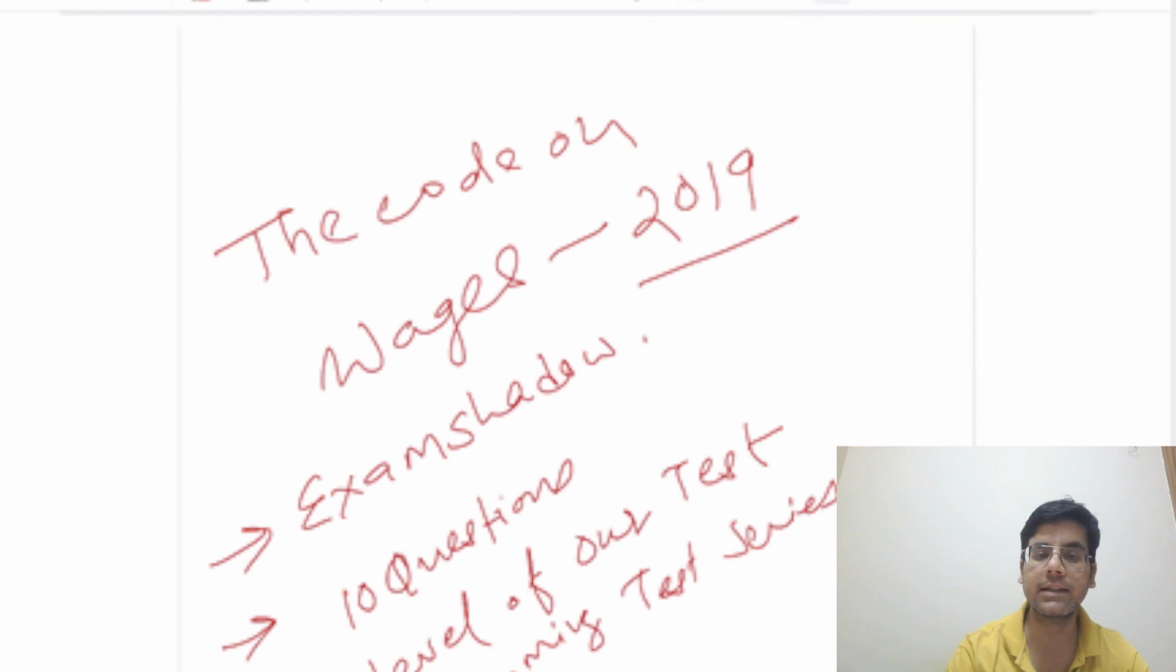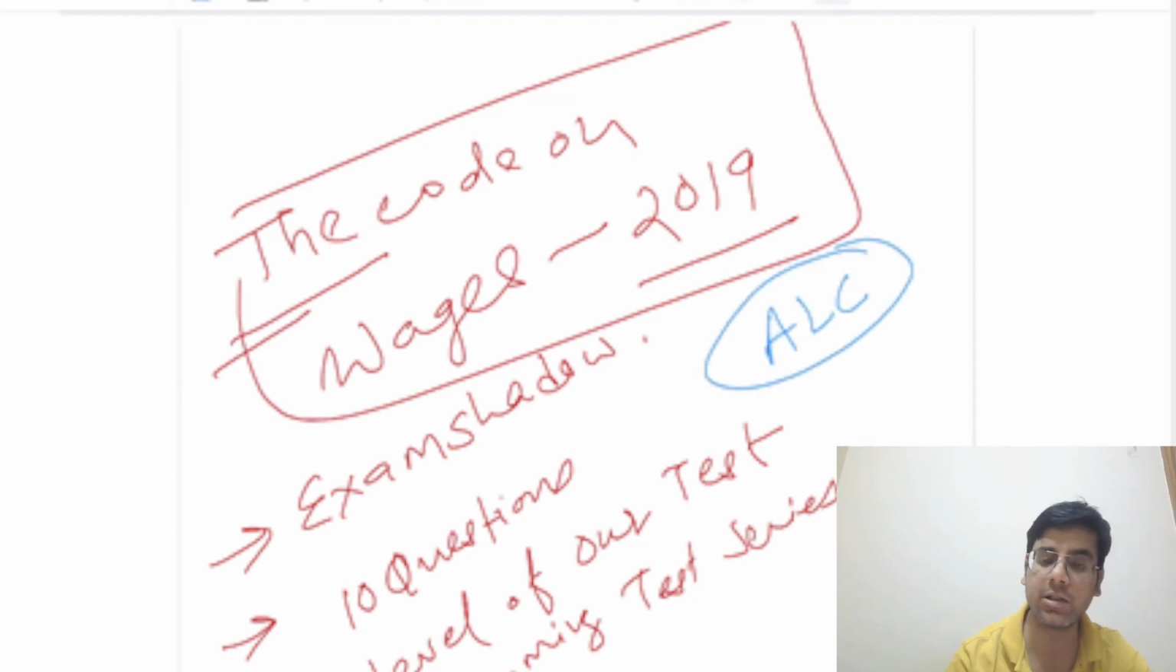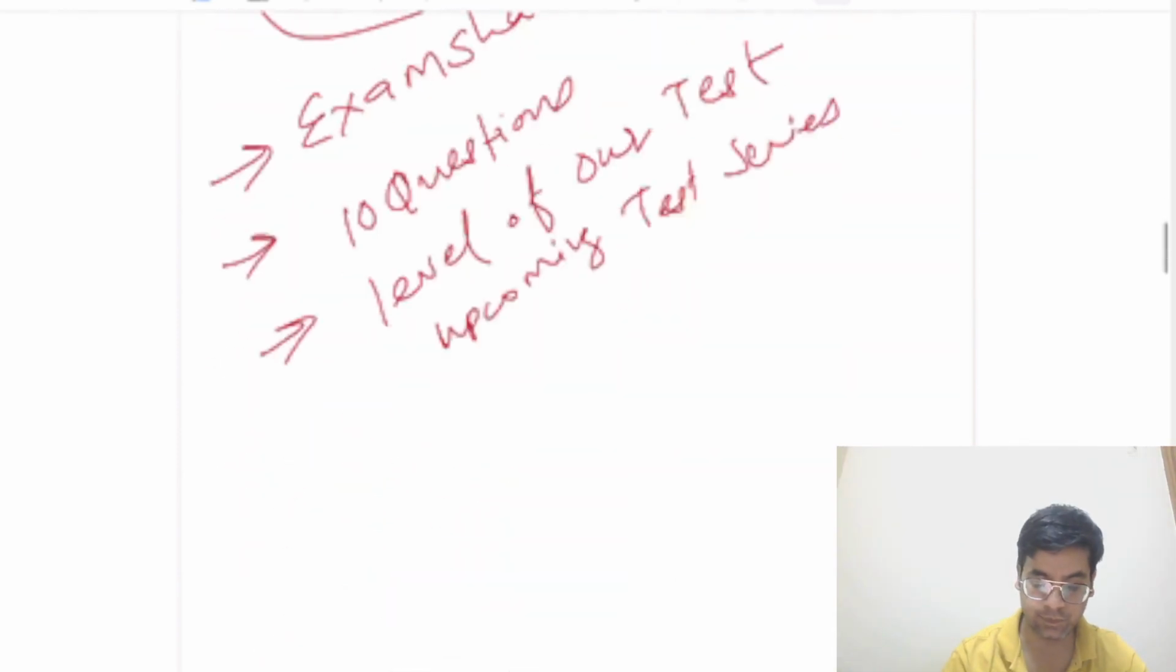Why? Because the test has been prepared by this code, and for the examination of ALC, Assistant Labor Commissioner, you have to prepare all the four labor codes very thoroughly. So we are just providing individual tests as of now for the Code on Wages. For the other three codes we will provide separate tests. So let's start the discussion.